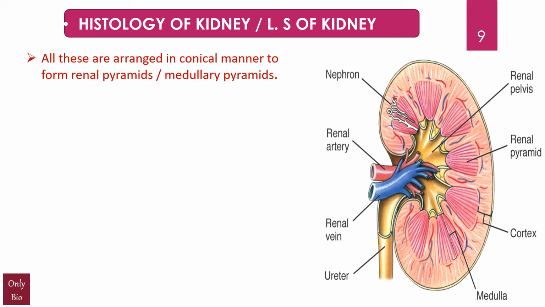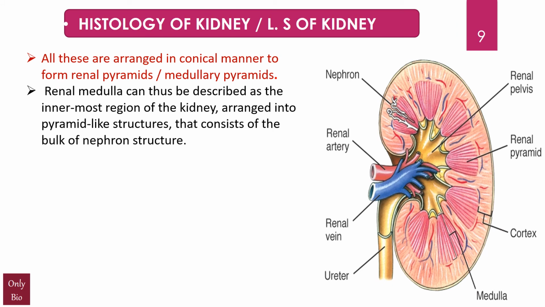Now all these are arranged in a conical manner to form the renal pyramids, which are also called the medullary pyramids. Renal medulla can thus be described as the innermost region of the kidney, arranged into pyramid-like structures that consist of the bulk of the nephron structure.